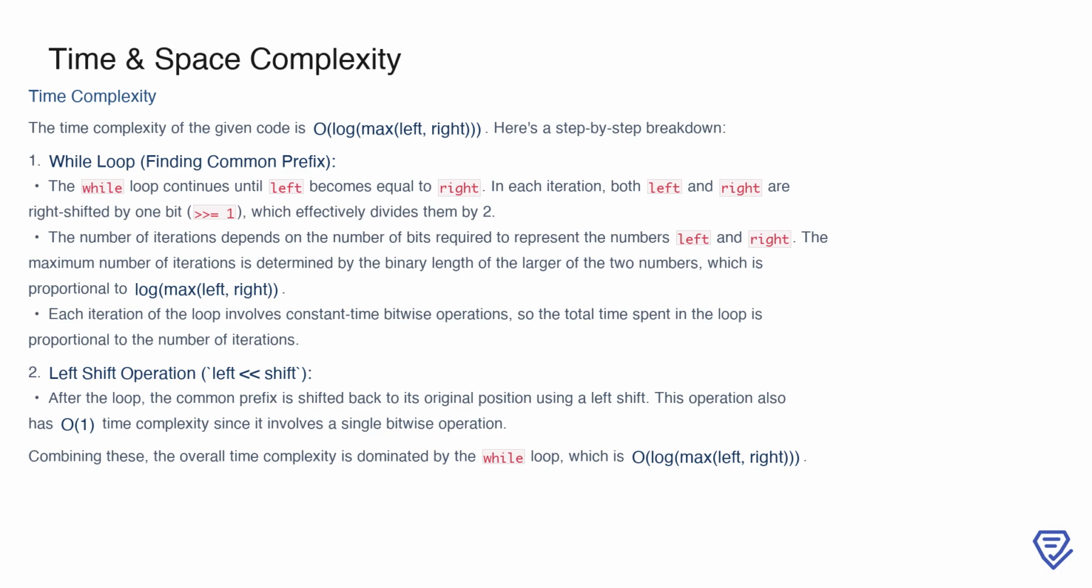of iterations. After the loop, the common prefix of the numbers is shifted back to its original position using a left shift, which is also a constant time operation. Overall, the dominant factor in the time complexity is the while loop, giving us O(log(max(left, right))).